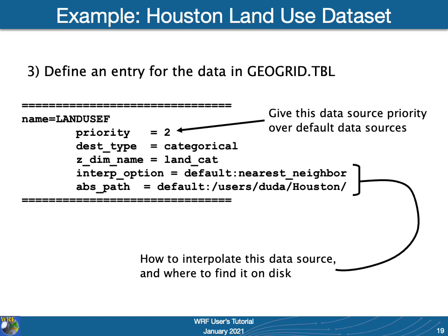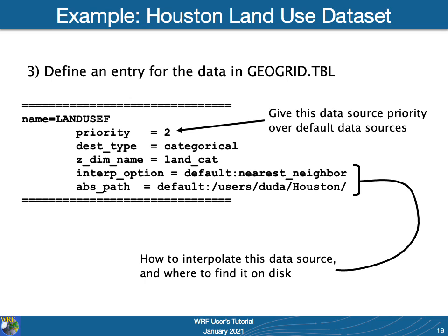So after we've prepared our data set and prepared an index metadata file for our data set, we can then go in and make a change to the GeoGrid.TBL file. In this example, our Houston dataset falls under the third class of new data. It's an alternative source for an existing field, but it needs to be supplemented with the default dataset because our Houston data only covers part of our model domain. So in this case, we're going to make a duplicate of the land use F, or land use fraction entry in the GeoGrid.TBL file. And we're going to assign our new entry a higher priority number, a priority number 2.